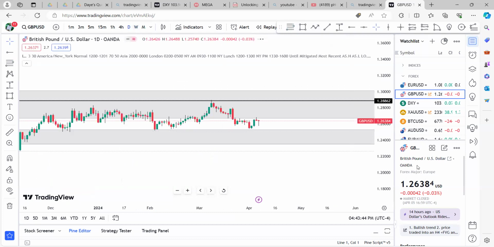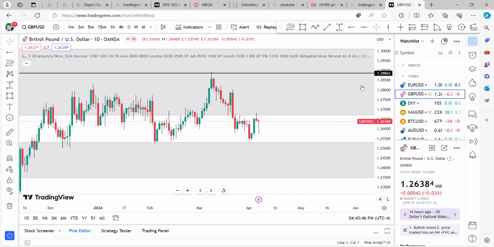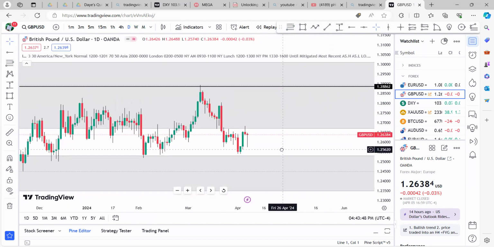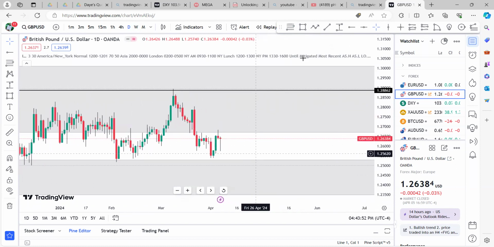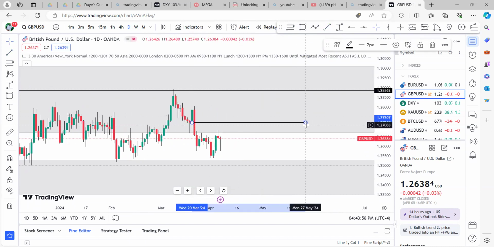It's very, very simple, guys. You just don't have to rush. You just have to take your time and let the price do what it does. No rush, no pressure.